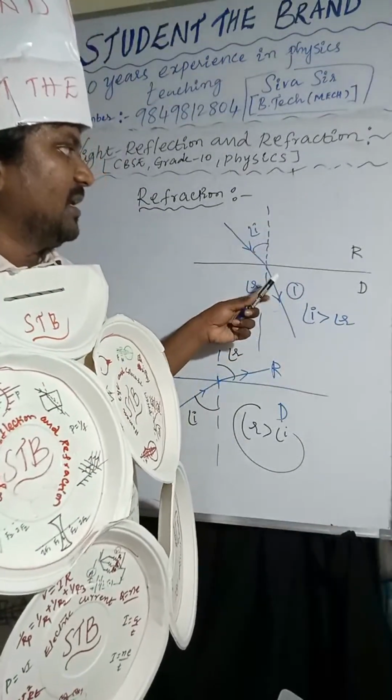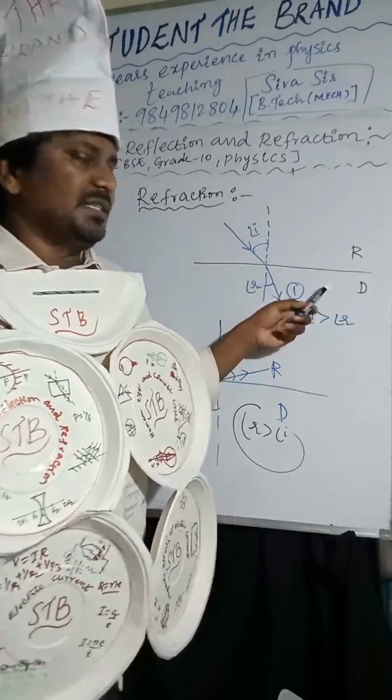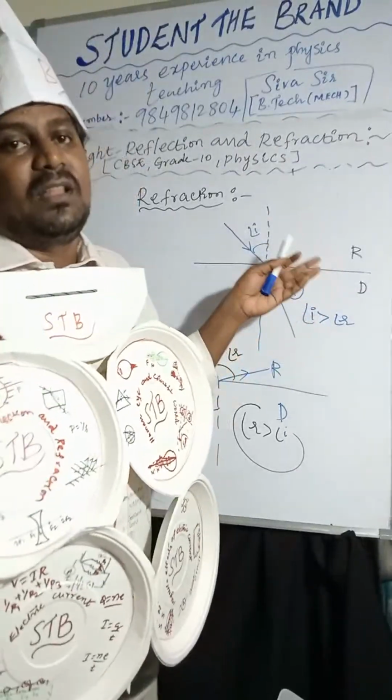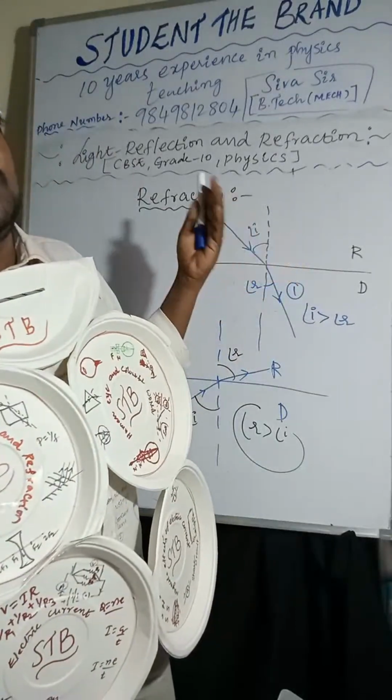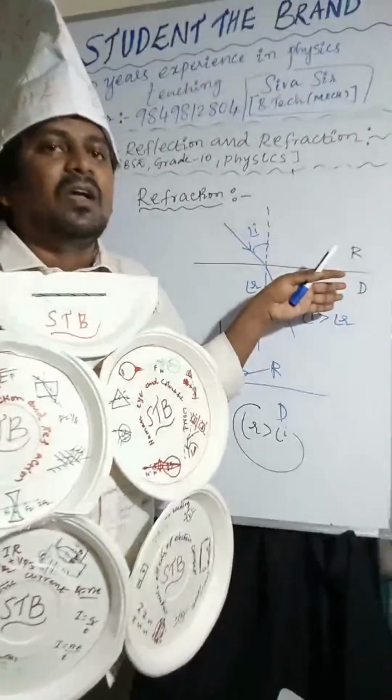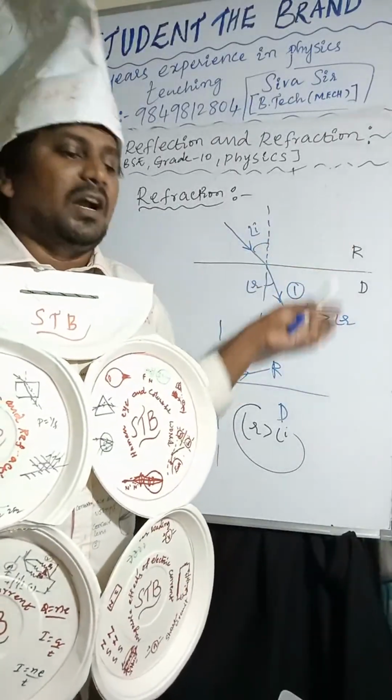If the light ray is moving from rarer to denser, what is a rarer medium and what is a denser medium? If the speed of light is more in the medium, that is the rarer medium. If the speed of light is less in the medium, that is the denser medium. Suppose, for example, you take air and water.